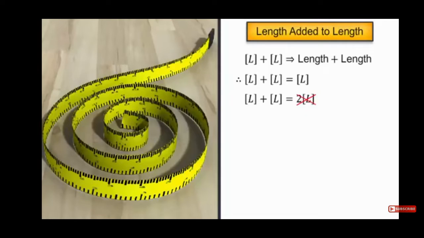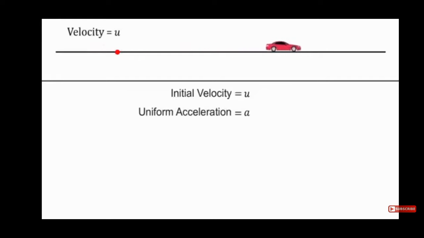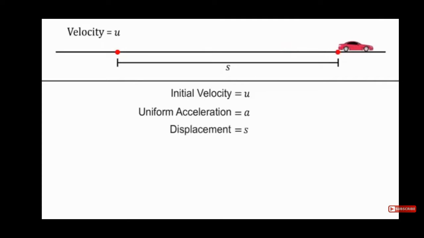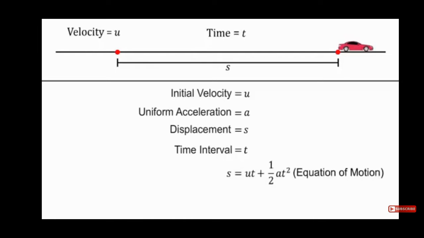This property of a dimensional equation can be used to check the dimensional consistency of equations by analyzing the dimensional formula of quantities on both sides of the equation. For example, consider the motion of a body moving with an initial velocity u and uniform acceleration a, having made a displacement s in a time interval t. The motion of the body can be represented by the equation s is equal to ut plus half at square. Let us now verify the consistency of this equation using dimensional analysis.